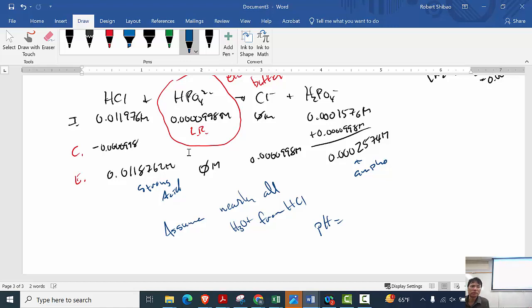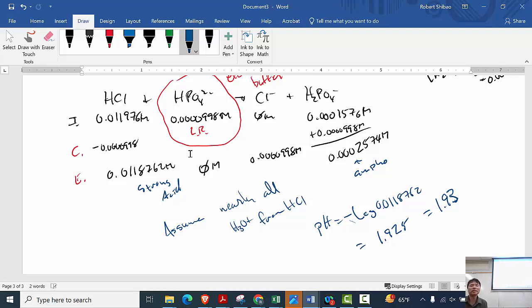Therefore, the pH is equal to the negative log of 0.0118762, and I get a pH of 1.925. We'll round this to 2 sig figs. pH is going to be 1.93.